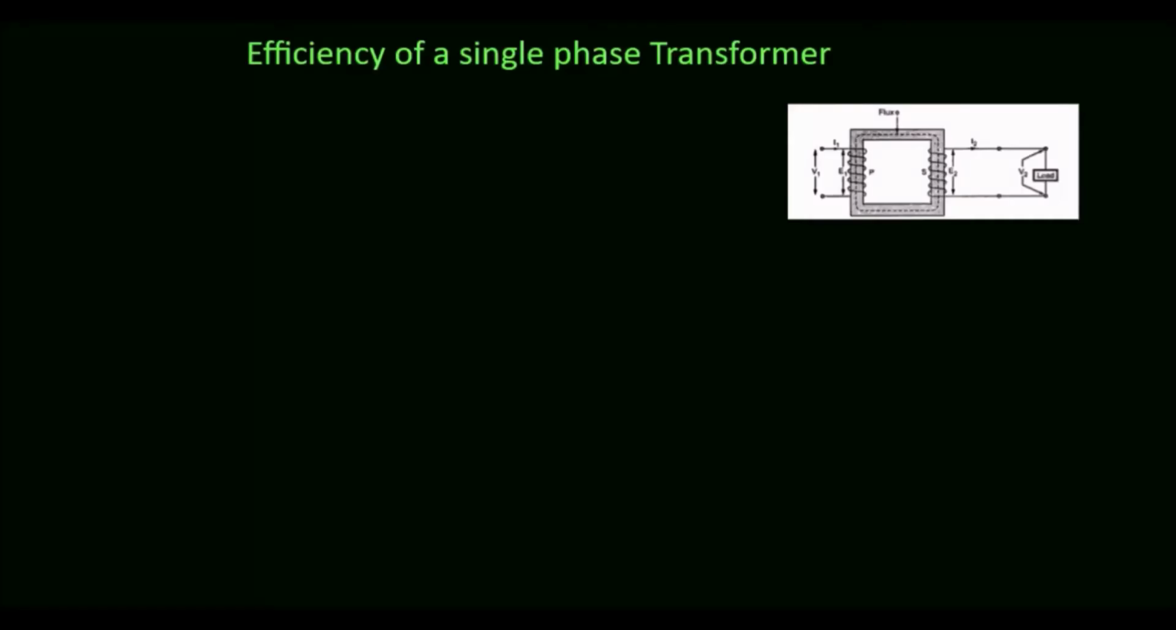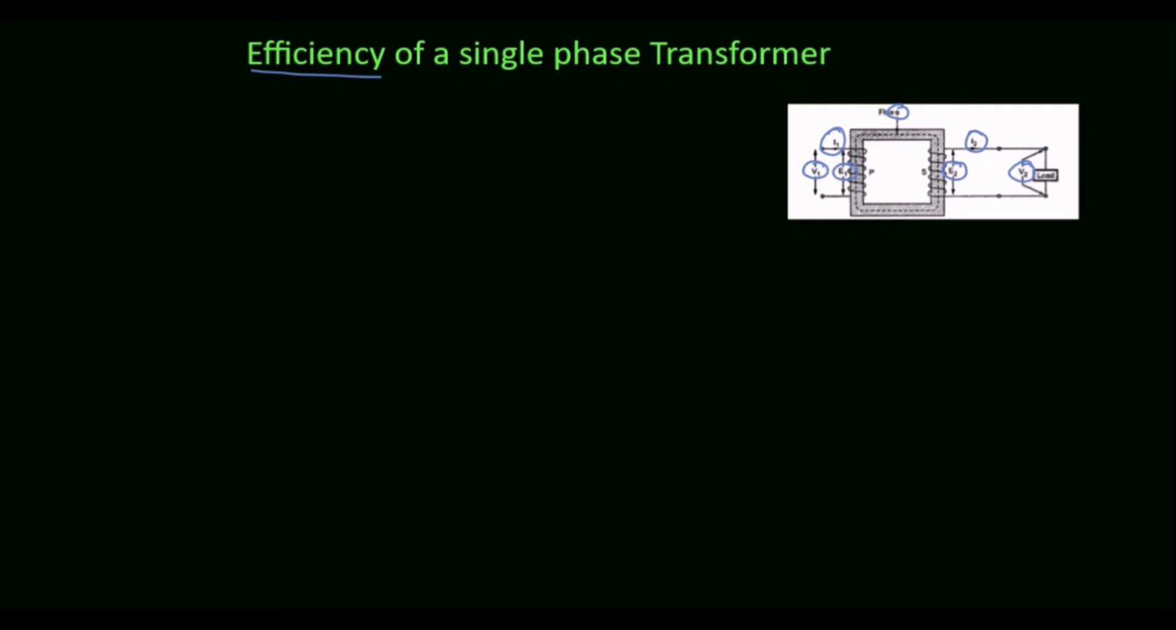In this tutorial, we'll derive the expression for the efficiency of a single phase transformer. In this, V1 is the supply voltage, I1 is the primary current, E1 is the EMF induced in the primary winding, phi is the flux, E2 is the EMF induced in the secondary winding, I2 is the load current, and V2 is the terminal voltage across the load.